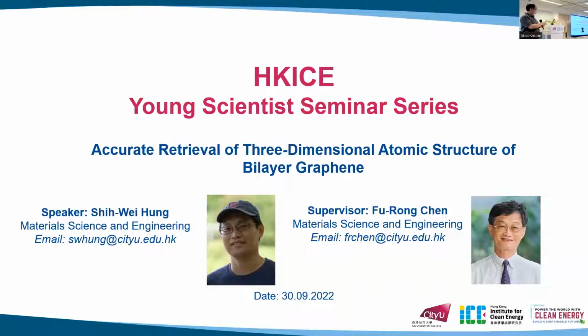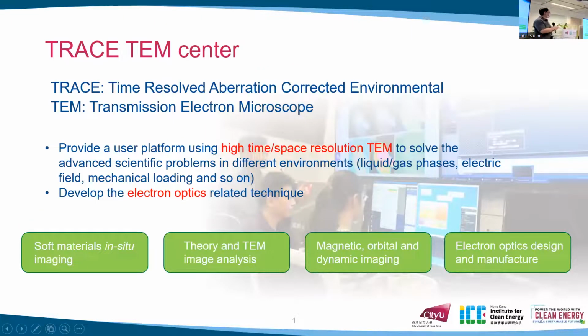In the beginning, I would like to introduce our center. CHESS means time-resolved operando corrected environmental, and TEM means transmission electron microscope. The mission of our center is to provide a user platform using a high time and space resolution TEM to solve advanced scientific problems in different environments. Another mission is to develop electron optics related techniques.